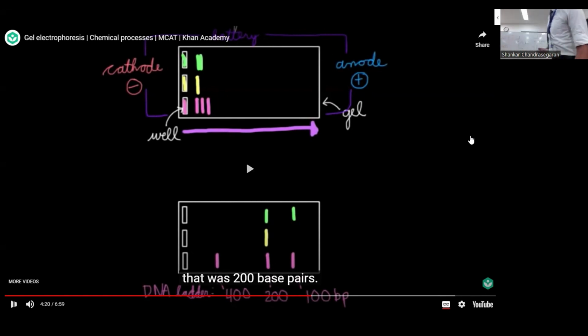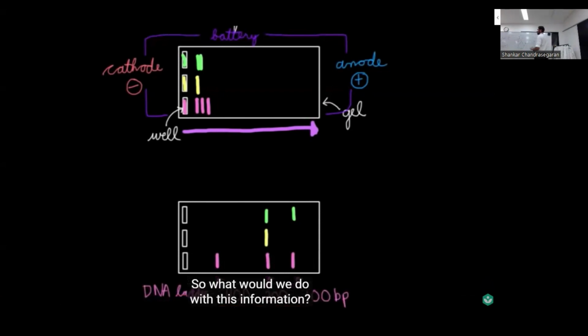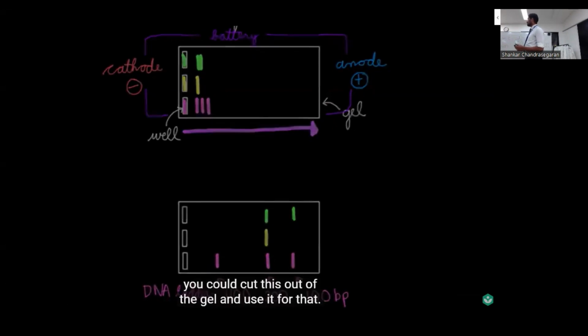Okay? So what would we do with this information? If you needed a particular size of DNA, say for the next step of your experiment, if you wanted to insert it into a plasmid or a vector, you could cut this out of the gel and use it for that. Now let's talk about the two kinds of gels that are most common.